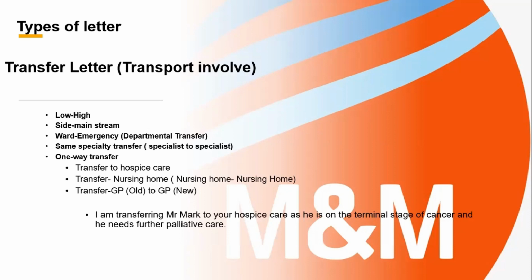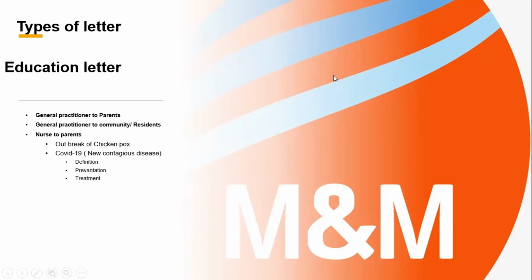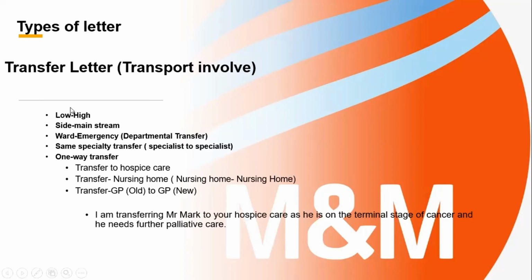Secondly, there are different types of letters such as the letter of discharge. We have the letter of transfer. In the letter of transfer, we have to see that we have low to high stream, like from emergency to ward.